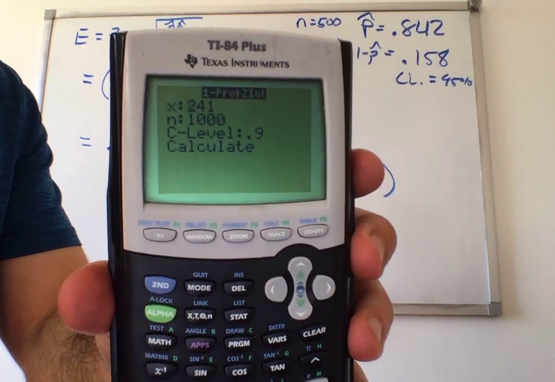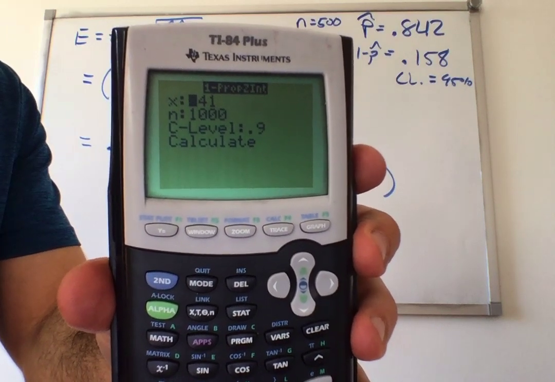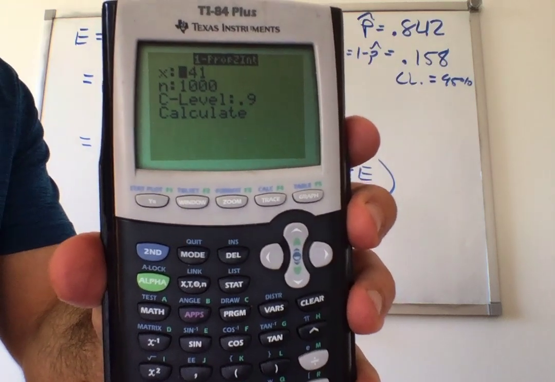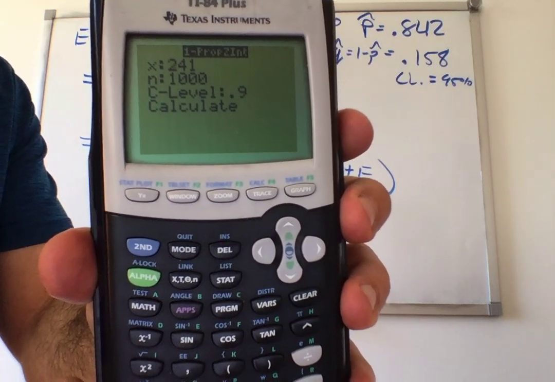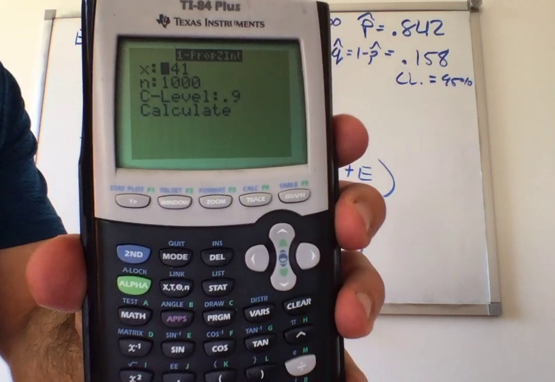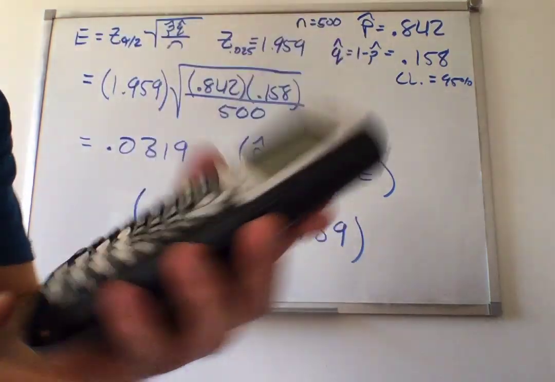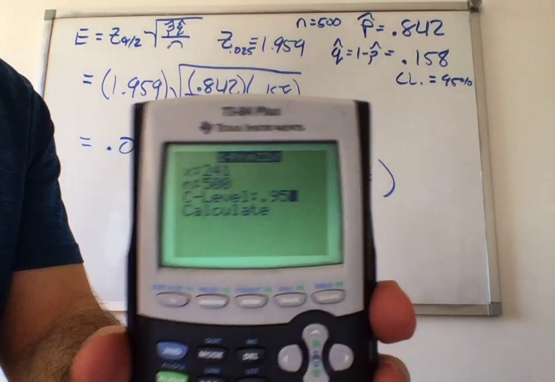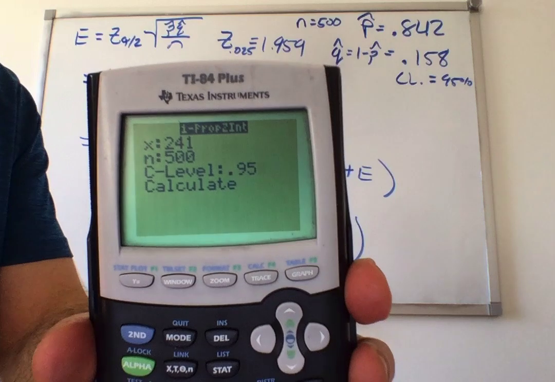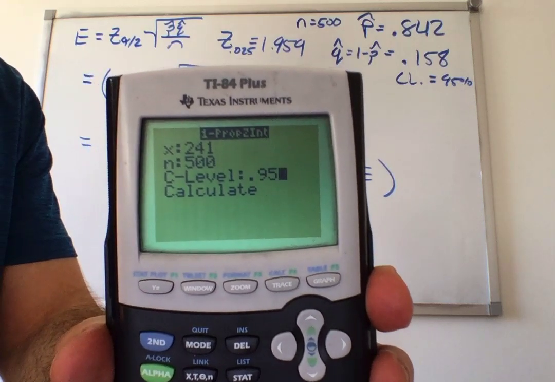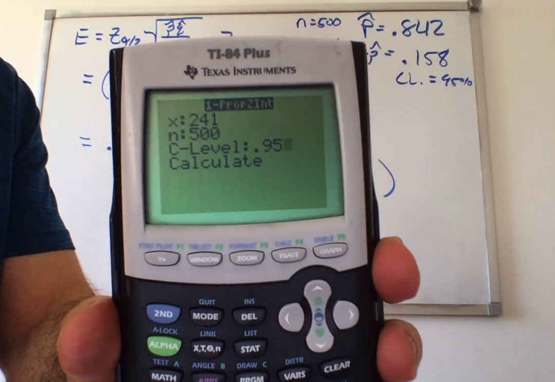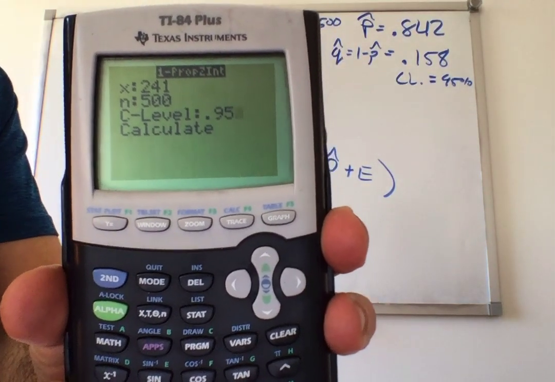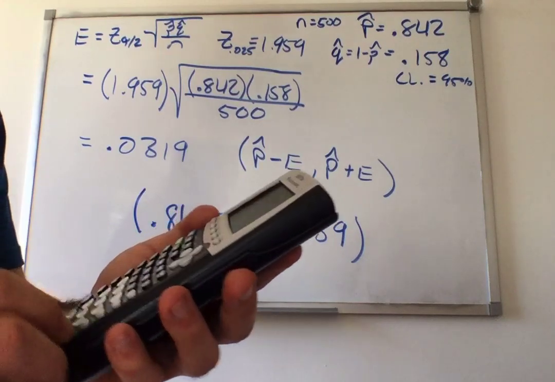it asks us for the x value. It asks us for the number of successes, the n value, the sample size, and our confidence level. So it already has 241 plugged into there from probably a previous problem. I'm going to change it to 500, and I'm going to change our confidence level to 95. Notice when I enter in the confidence level, I entered it in as a decimal. Okay, make sure you put it as a decimal. If you put it just 95, it's going to spit out an error at you. Okay, you go to calculate.